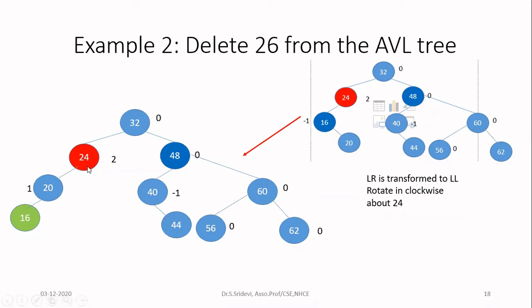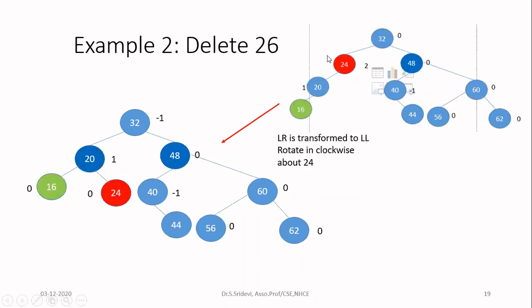Okay, so now we are going to perform rotation in the clockwise direction about the node 24. Now let us do that. So now this is my diagram. I am going to now perform rotation about 24 in the clockwise direction. So I'm going to pull the thread down in the clockwise direction. When I do that, 24 will come down and 20 and 16 will move up. So they are moving up, 24 is coming down.